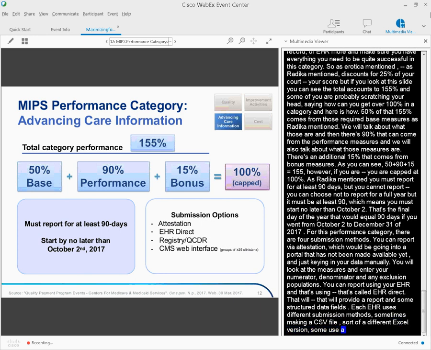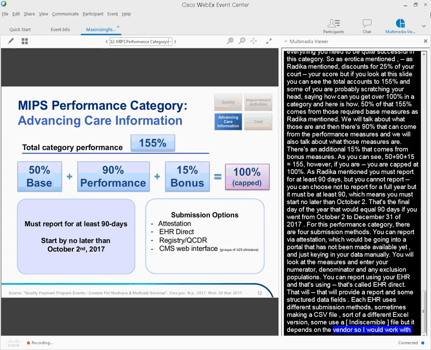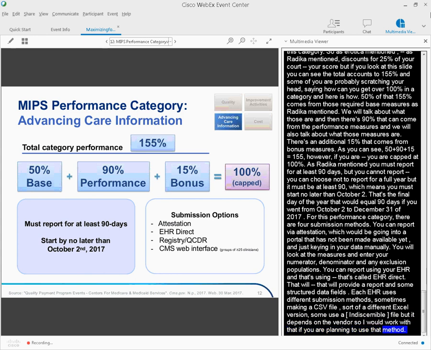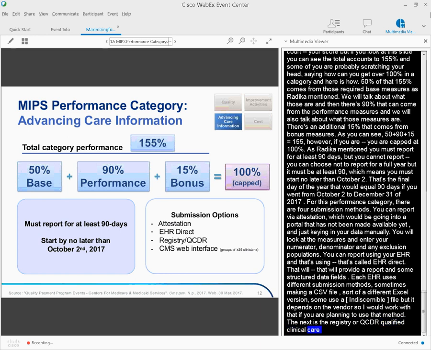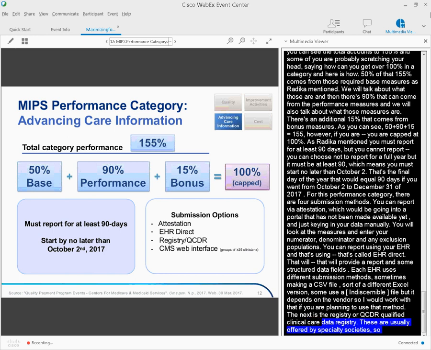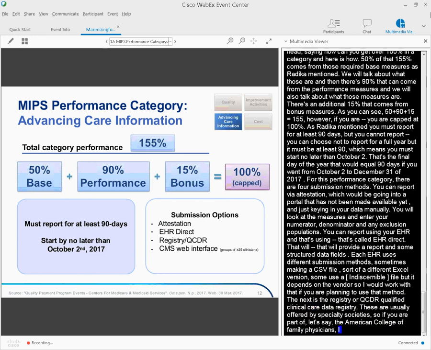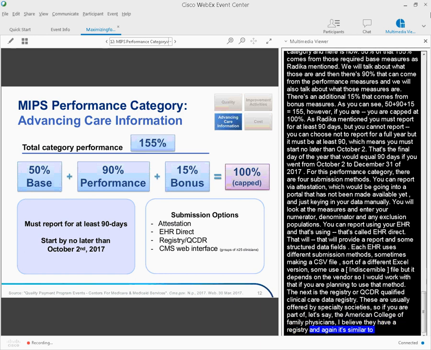The next option is registry, or QCDR, Qualified Clinical Data Registry. These are usually offered by specialty societies. So if you're part of, let's say, the American College of Family Physicians, I believe they have a registry. Again, it's similar to reporting data using EHR Direct. The registry will pull data from your EHR and then submit it directly to CMS on your behalf.